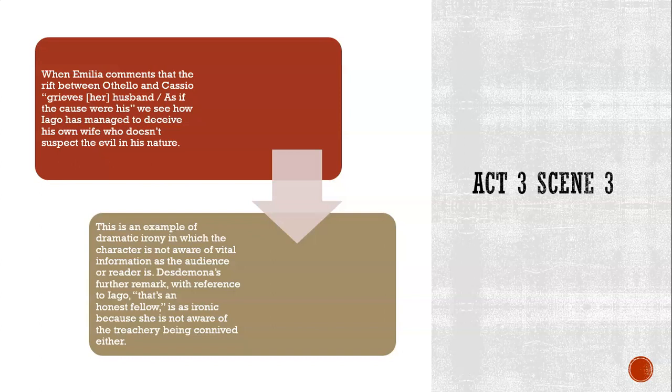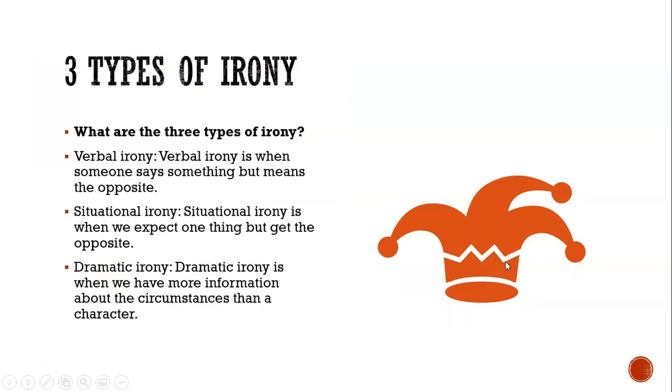Dramatic irony is simply when the audience or the reader knows something that the characters within the play or the novel or whatever it is do not know. And so we know that Iago's evil, but they don't. And so that's a sense of dramatic irony. Now let's look at a few forms of irony. There are 3 simple types of irony.